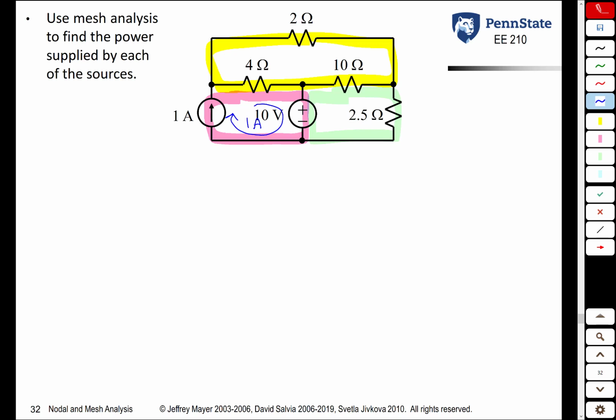So the physical current through the 4 ohm resistor is not just 1 amp, it's 1 amp plus whatever is through the yellow mesh. Likewise, the current through the 10 volt source is not just 1 amp, it's going to be 1 amp plus whatever the current is through the green mesh.